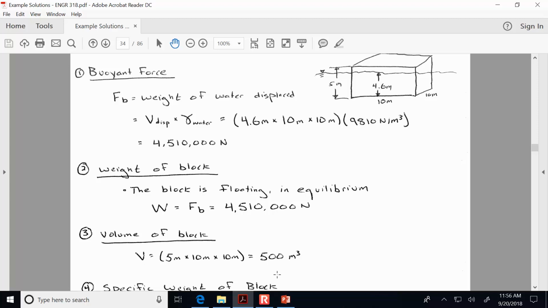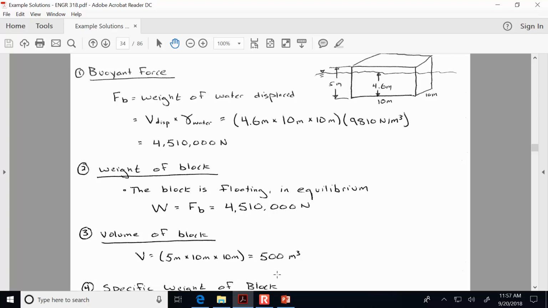So the first step in all of that is to consider the buoyant force. And remember, the key thing is it only depends on the volume that's displaced. The 0.4 meters of the block that's above the water line isn't pushing any water out of the way. It's only the submerged volume of the block that's displacing water. That's why we did 4.6 by 10 by 10: the buoyant force only depends on how much water was displaced by the submerged portion of the block.